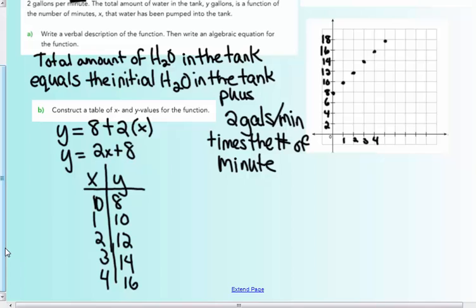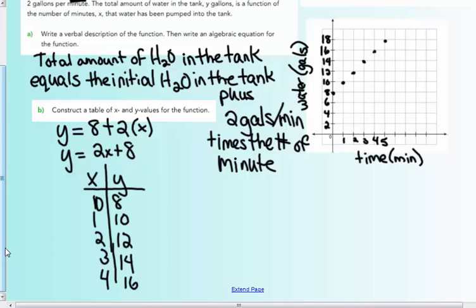Okay, so let's label our axes. This is minutes, time in minutes. Always put your units on there. And this is gallons in the tank, right? Water has been pumped into the tank. So this is water, and it's measured in gallons. So put your units on there.